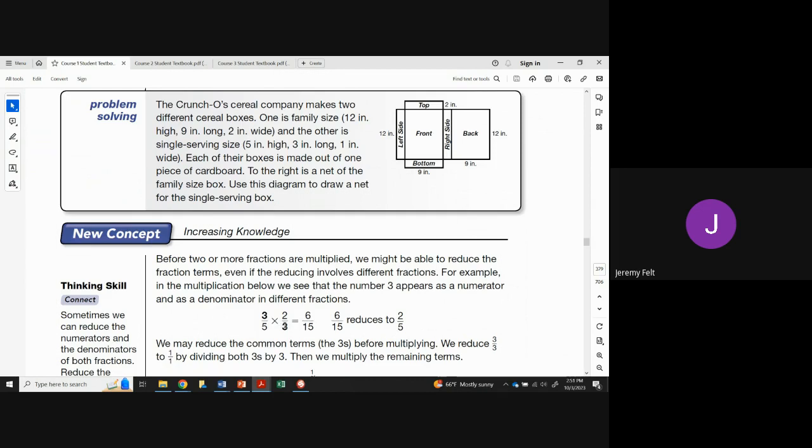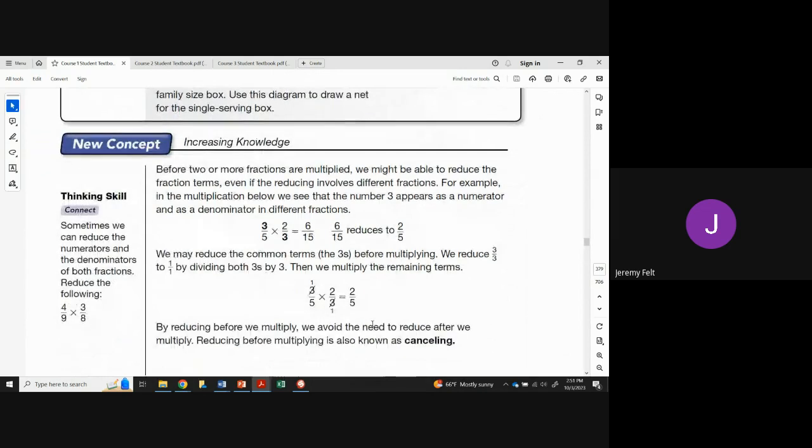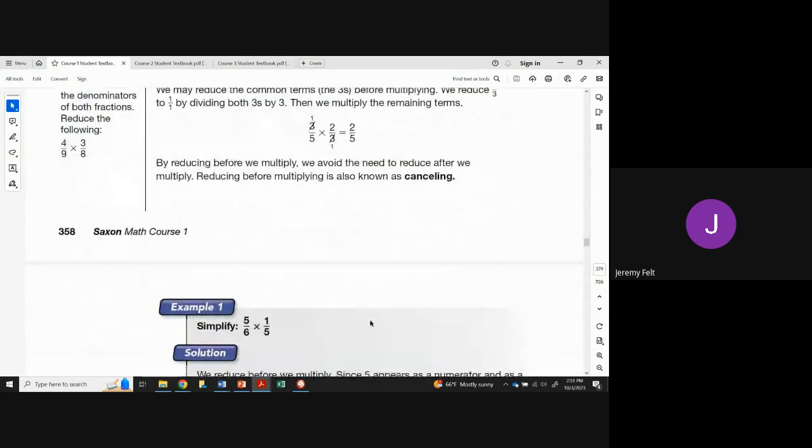So we can cancel out the 3 and just have 1 times 2 over 5 times 1, and that gives us 2/5. It makes our multiplication a little bit easier, and we end up with our reduced form and save ourselves a step. So the method I prefer is to cancel out and to do that before.